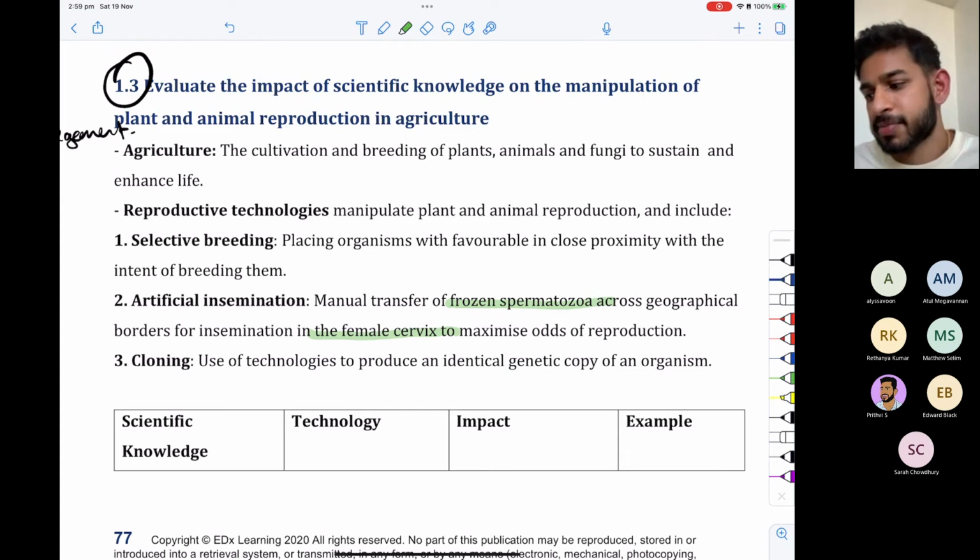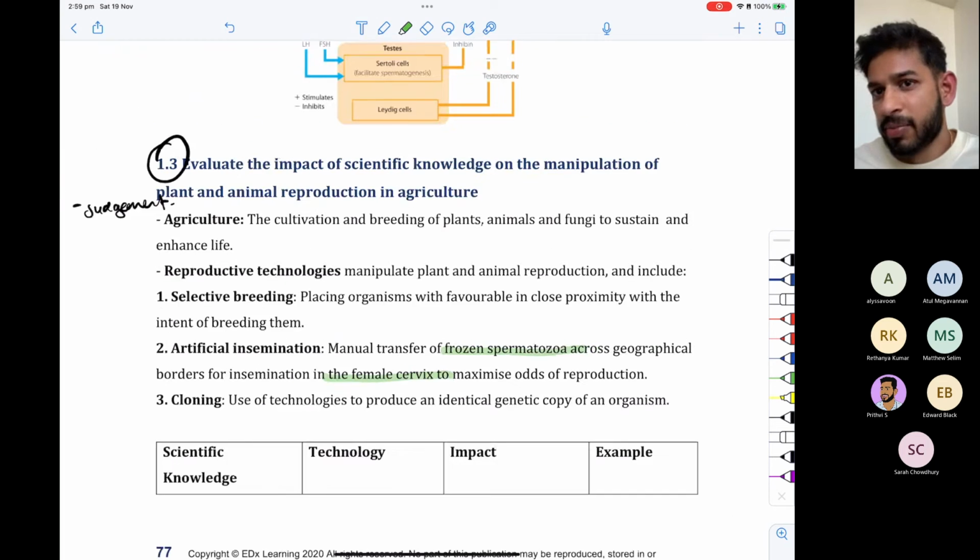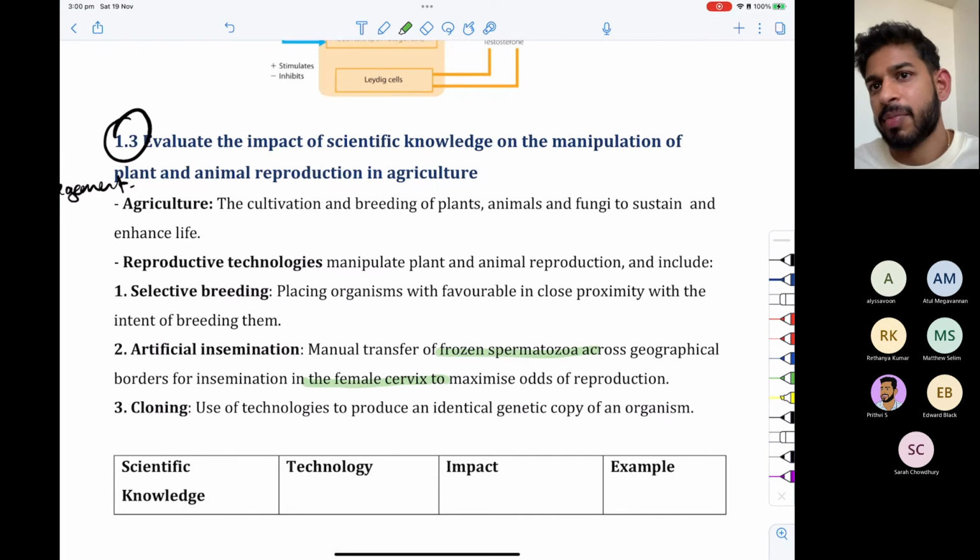What about with plants? I want you guys to give this a go. I'm going to give you about 40 seconds, or maybe a minute, to just jot down the key points. What scientific knowledge do we use to manipulate plant reproduction in agriculture? Talking about examples, think about pollination, guys. What science do we use in the process of pollinating a plant? I want an exam answer for this one.